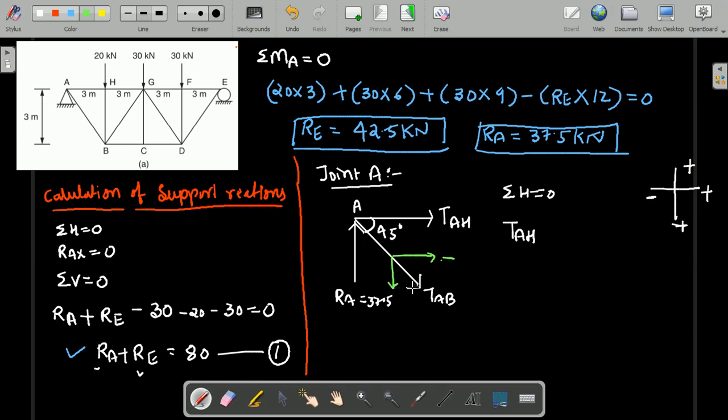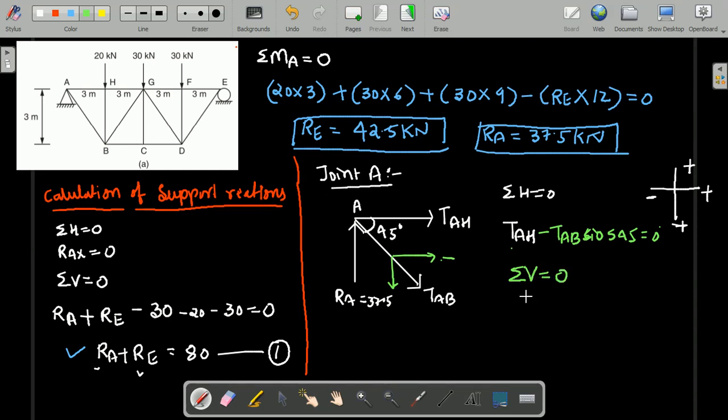Which component am I writing here? I am writing the y component. Since it is moving downward, it is minus TAB sin 45. And for the horizontal component, minus TAB cos 45 is equal to 0. Here TAH is unknown, and TAB is also unknown, so we are not getting the solution. So let us go for the next equilibrium condition, summation of vertical force is equal to 0.